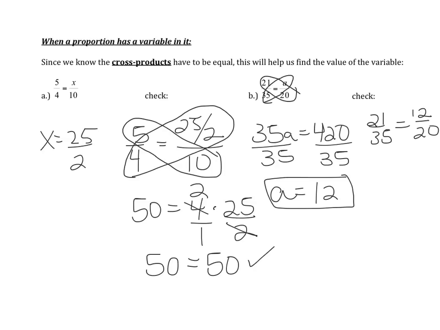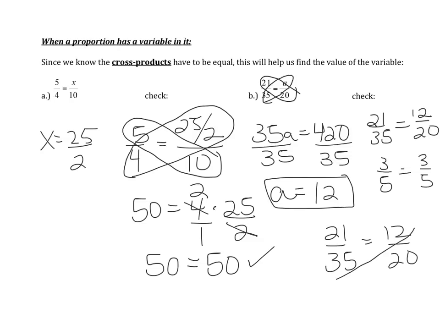21 over 35, you could divide the top and the bottom there by 7, which gives you then 3/5. And then over here, 12 over 20, you could divide the top and the bottom by 4. So I'm just reducing the fraction, and again, I get 3/5. The other way, and I don't care which way you do, is you could just cross multiply. So 21 over 35 equals 12 over 20, and then you just cross multiply.